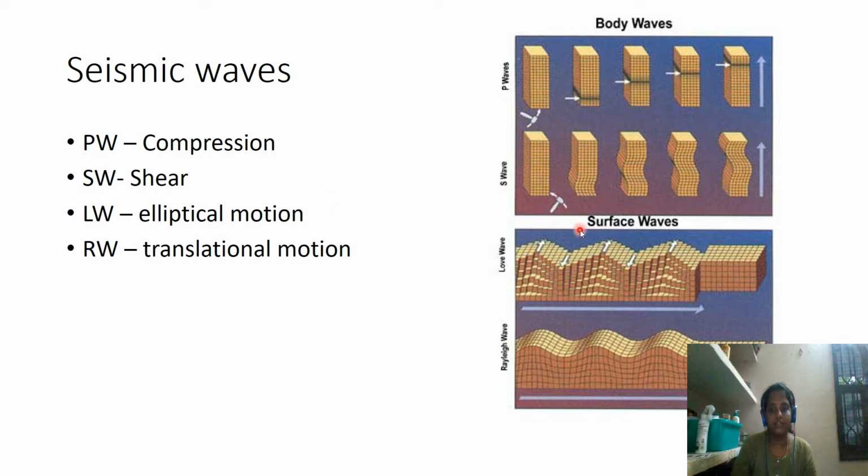We have other waves that travel on the surface, that is the surface waves: Love waves and Rayleigh waves. Love waves cause elliptical motion, whereas Rayleigh waves cause a translation motion to the strata.